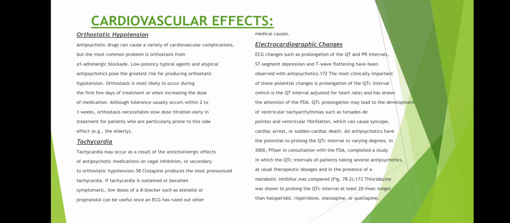Tachycardia. Tachycardia may occur as a result of the anticholinergic effects of antipsychotic medications on vagal inhibition, or secondary to orthostatic hypotension. Clozapine produces the most pronounced tachycardia. If tachycardia is sustained or becomes symptomatic, low doses of beta blockers such as atenolol or propranolol can be useful once an ECG has ruled out other medical causes.